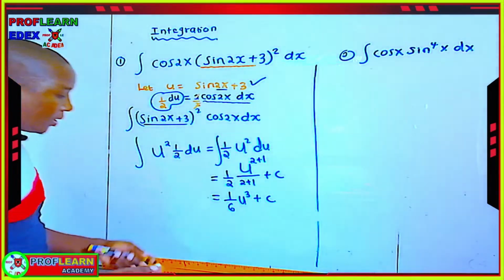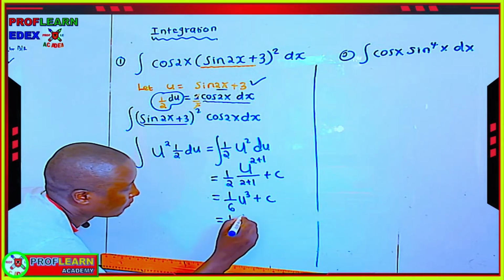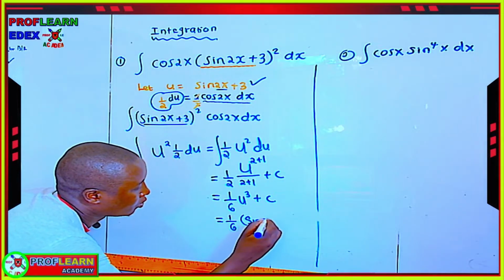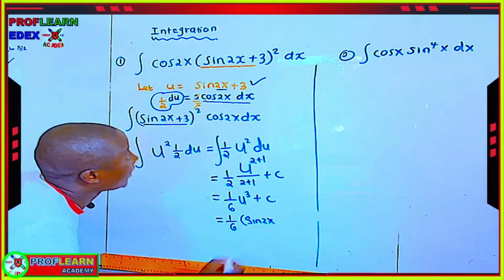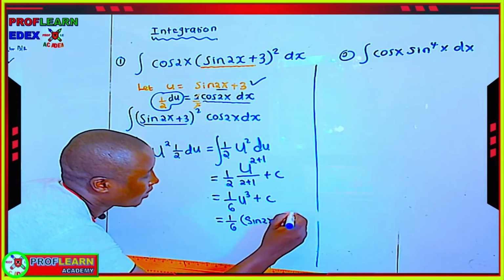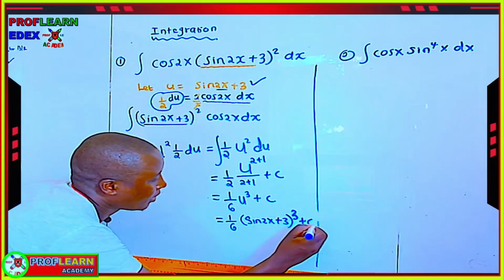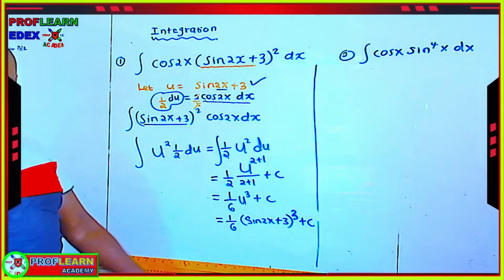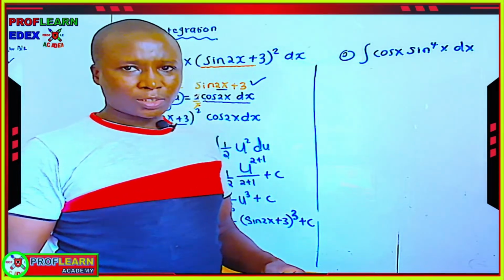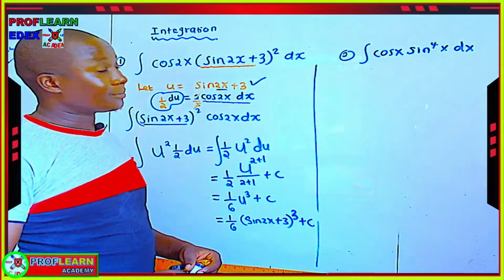But you cannot leave your answer at this point because the expression was in terms of x. So we are going to replace the value of u. So it will be 1 over 6 into sine 2x plus 3, raised to power 3, then you shall say plus c, like that. So basically that's what this expression reduces to when you are performing the integration.